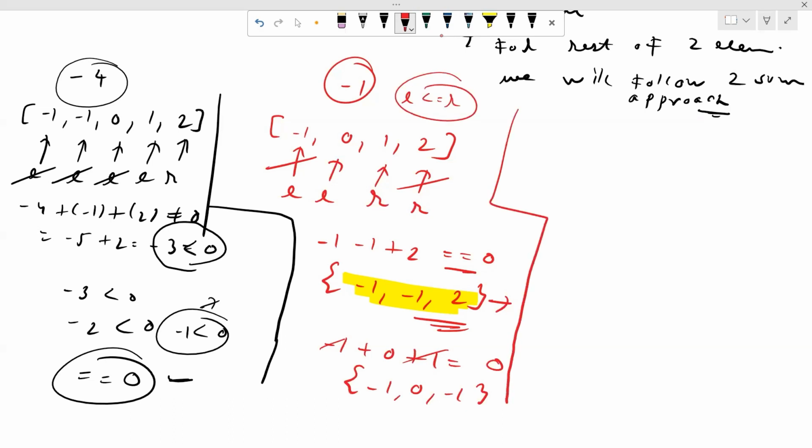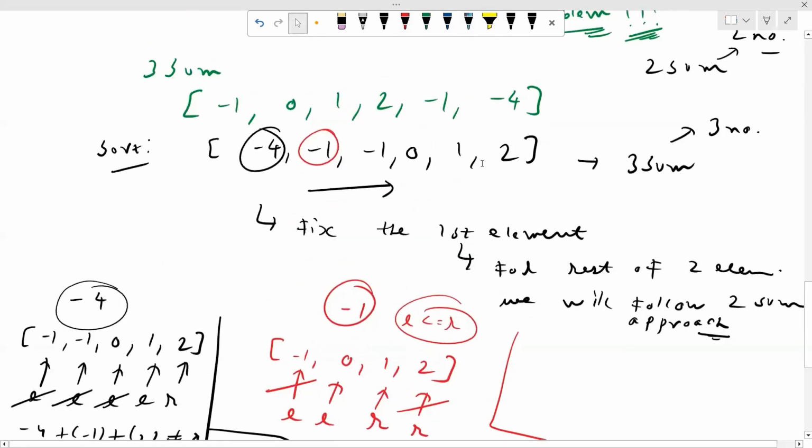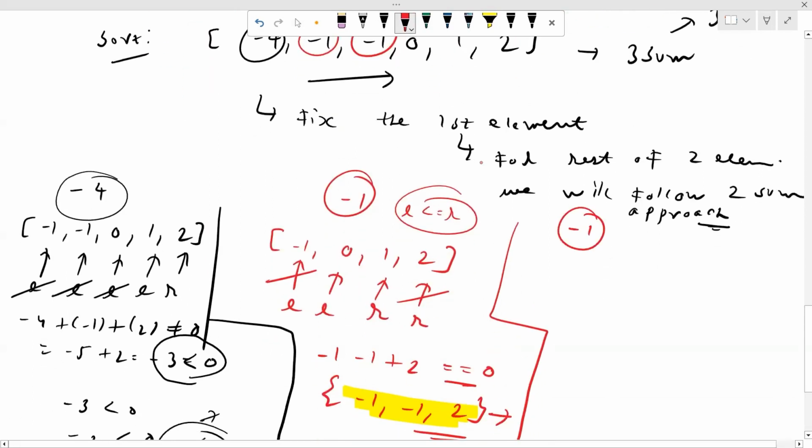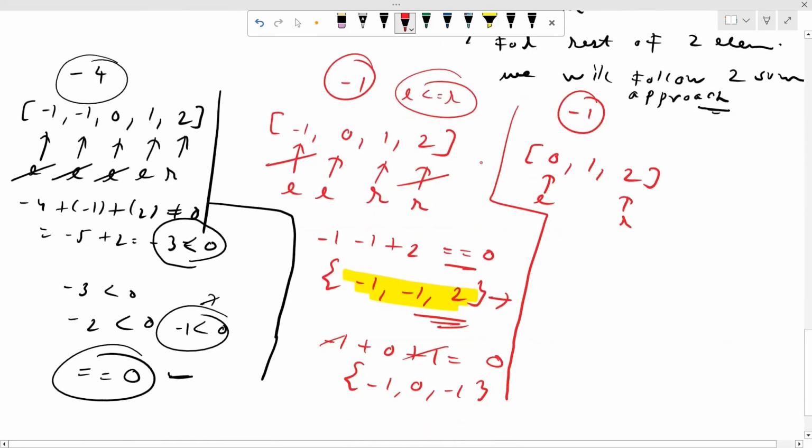So now let's discuss the third one, which is now our pointer will be pointing to minus 1, which is minus 1 will be fixed now. Now the remaining part of the array will be 0, 1, 2. Left pointer will be towards the left side of the array and right will be towards the right side of the array, right? So now we'll try to calculate the sum minus 1 plus 0 plus 2.